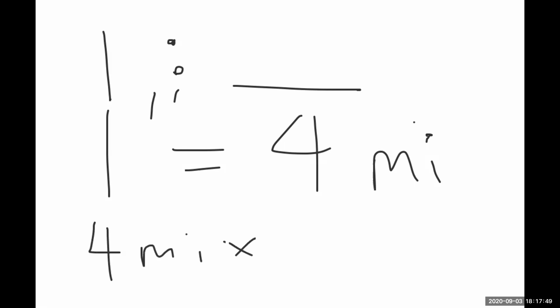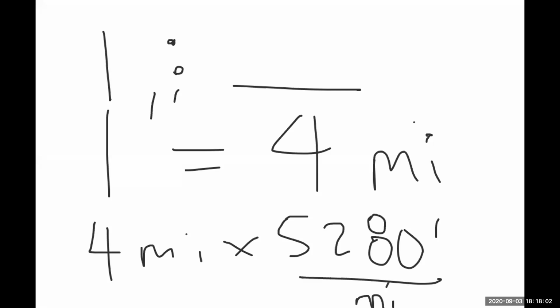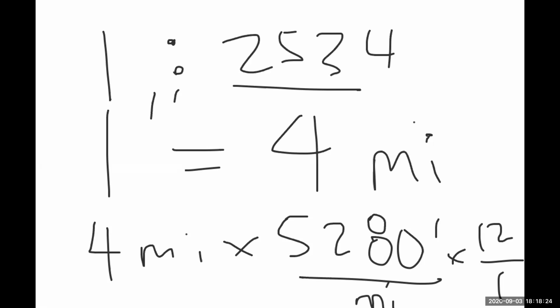times, does anybody know how many feet are in a mile? 5,280. Very good. 5,280 feet per mile times, we know that we have 12 inches per 1 foot. So I multiply all those 3 things together, and I have 4 times 5,280 times 12. So that's 253,440. There's your answer.